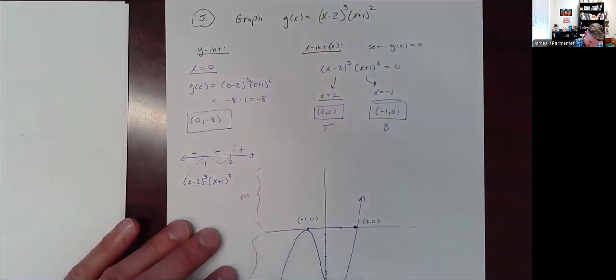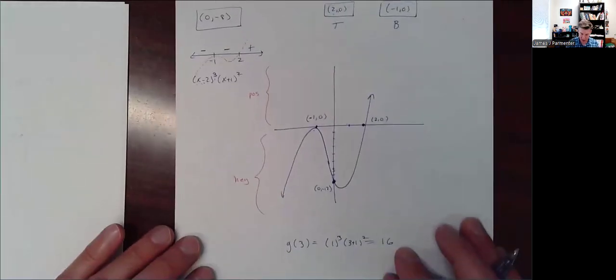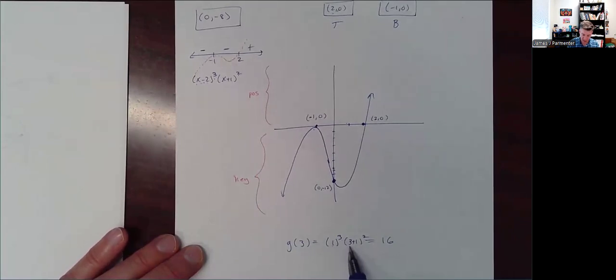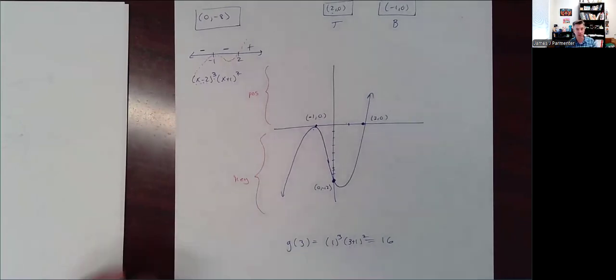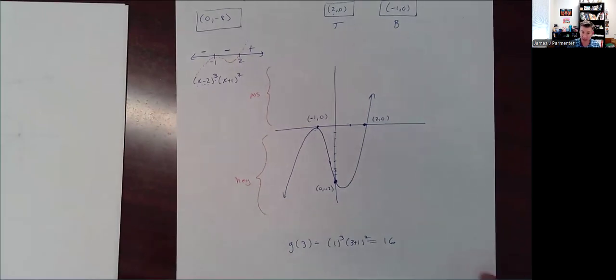g of 3 is equal to 3 minus 2 cubed, which is 1 cubed, times 3 plus 1 squared, which is 1 times 4 squared, which is 16. Oh, sorry, you didn't see that. Apologies. g of 3 is 3 minus 2, which is 1 cubed, times 3 plus 1 squared, which is 1 times 16, which is 16. What I want to point out, though, is if I plug in 3 to this function, I can't get any other value out. What makes a function is that each input gives you only one output.